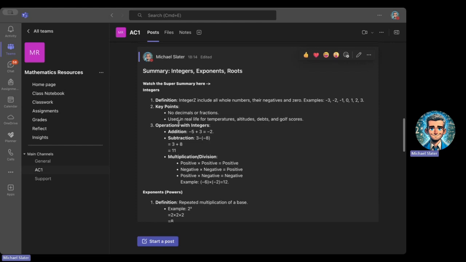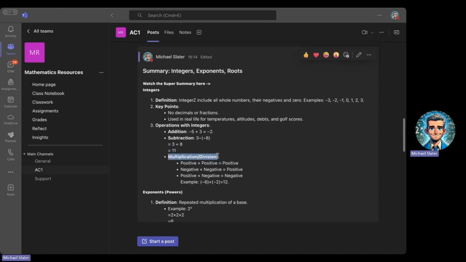We need to understand plus, minus, times, divide. Starting at -5, adding 3, we end up at -2. Starting at 3 and subtracting -8, remember the space means multiply outside the left-hand side of the bracket. A minus times a minus is a plus, so this becomes 3 plus 8, which is 11.